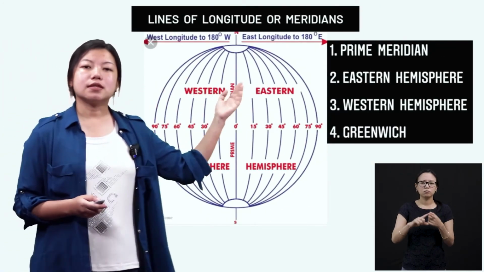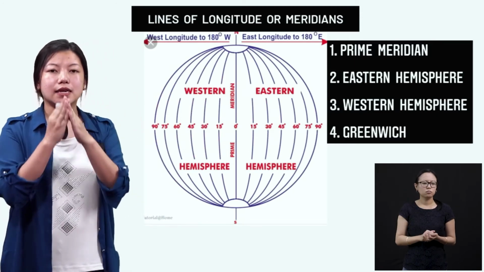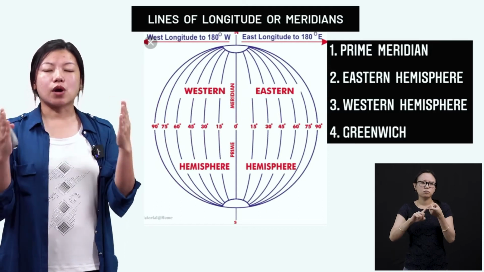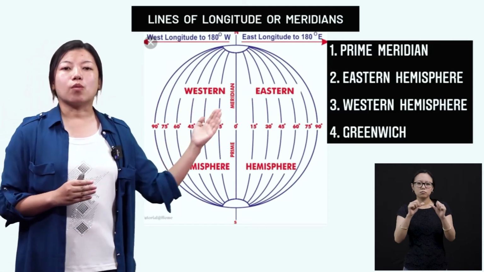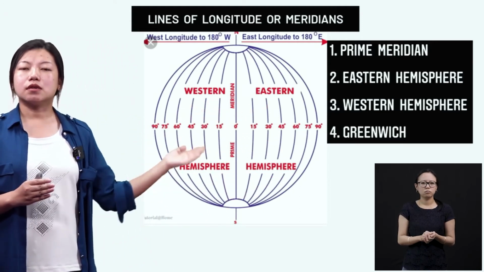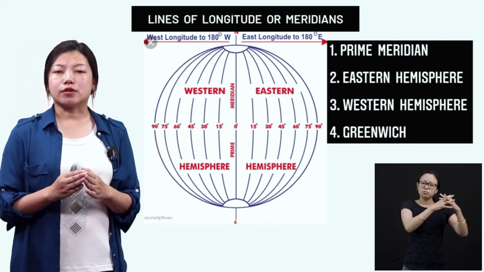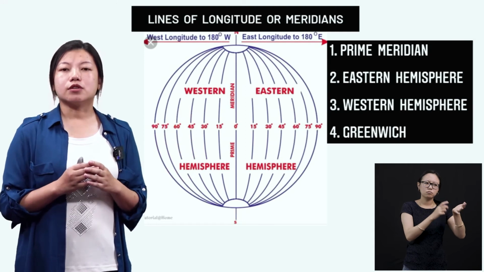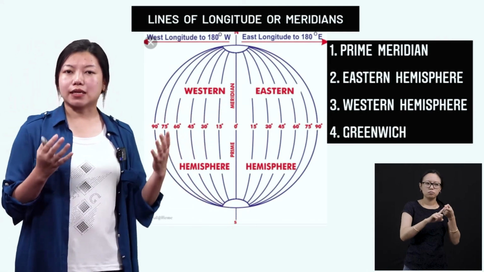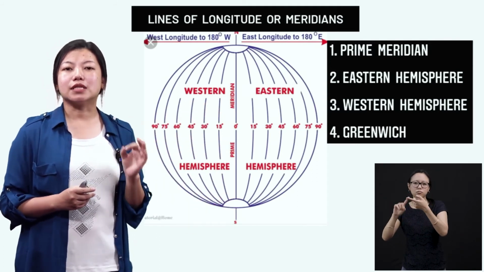So number 1, prime meridian. That is the middle line, the line at the center which divides the earth into two halves again. The one here is the eastern hemisphere and the one here is the western hemisphere. Also we have Greenwich, which I'm going to show you in the other images. So the center one, and just like the equator, even the prime meridian is marked as 0 degree, okay?